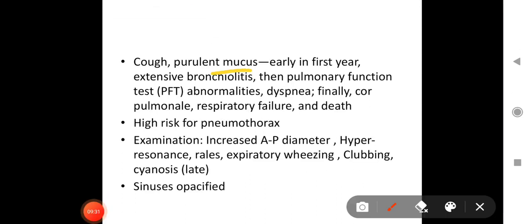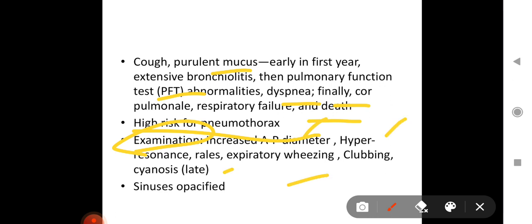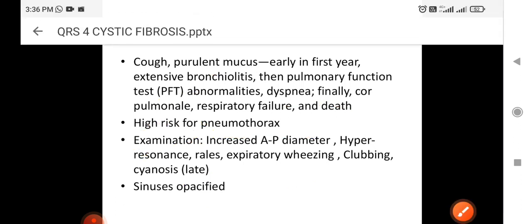Now, cough, purulent mucus, early in the first year, extensive bronchiolitis, and then pulmonary function abnormalities may occur. Dyspnea, finally cor pulmonale, respiratory failure and death. And there is a high risk of pneumothorax in such patients. On examination, you will see increased AP diameter, hyperresonance, rales, expiratory wheezing, clubbing, and cyanosis at later stages. The paranasal sinuses are opacified.